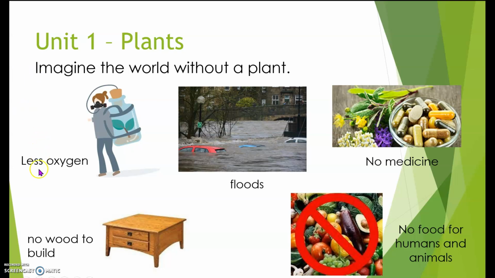Very good. It says there would be less oxygen for us, or it will be hard for us to breathe because there's no plant. And there will also be floods. If it rains or there's a storm and there are no plants, there would be floods. And there will be no medicine. We have herbal medicine. We take the medicine out of the flowers or plants. If there will be no plant, there will be no medicine. There will also be no wood to build. We use wood to build houses as well. So if there are no plants, how can we build houses? And most especially, the food that we eat. There will be no food for humans and animals if there are no plants. Next slide.